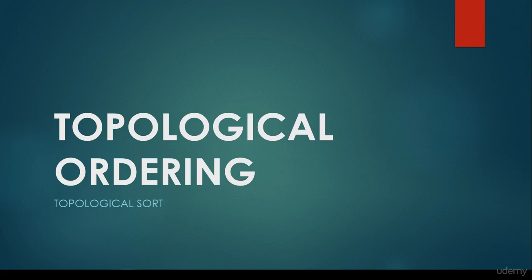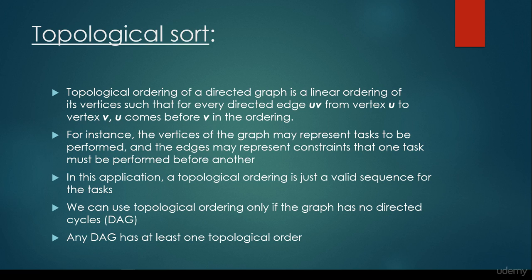Hi, in this video we are going to talk about topological ordering or topological sort and its applications. So let's get started. What is topological ordering? Topological ordering of a directed graph is a linear ordering of its vertices such that for every directed edge from U to V, U comes before V in the ordering.